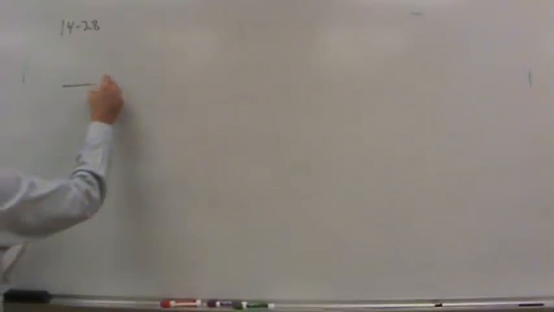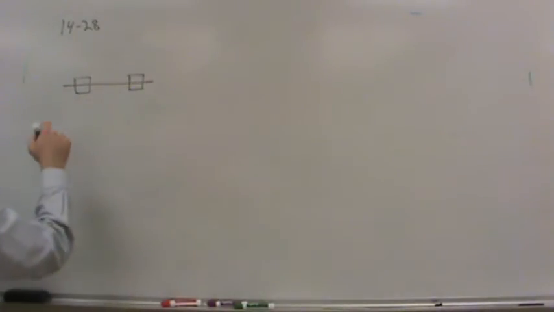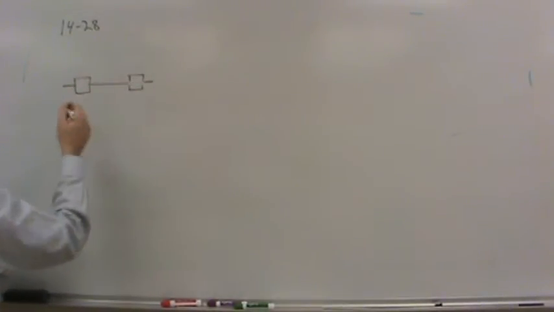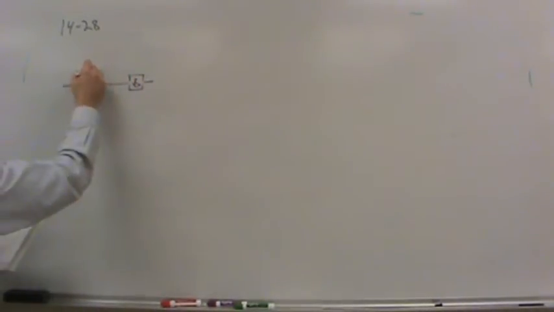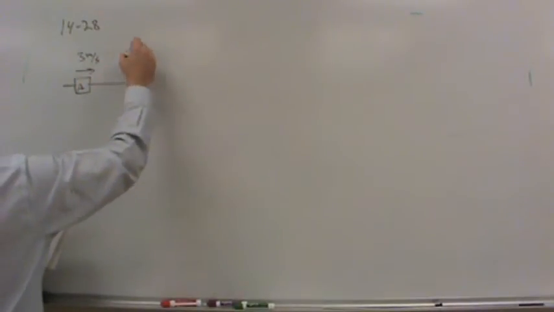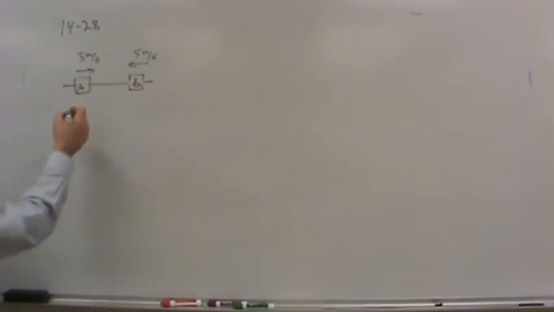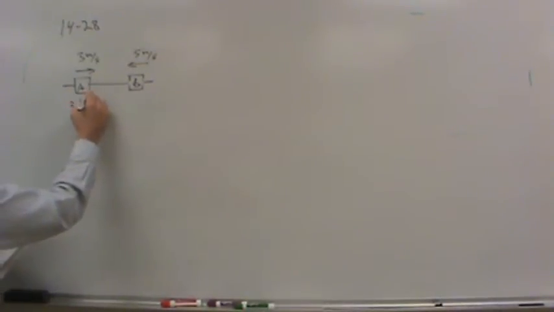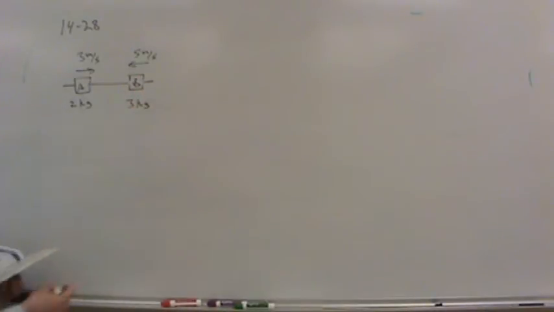Let's sketch the problem. Basically, the two collars are just supported on a rod. And there's collar A, here's collar B. 3 meters per second and 5 meters per second are given as the speeds of those two collars as I've shown. Collar A has a mass of 2 kilograms, collar B has a mass of 3 kilograms.